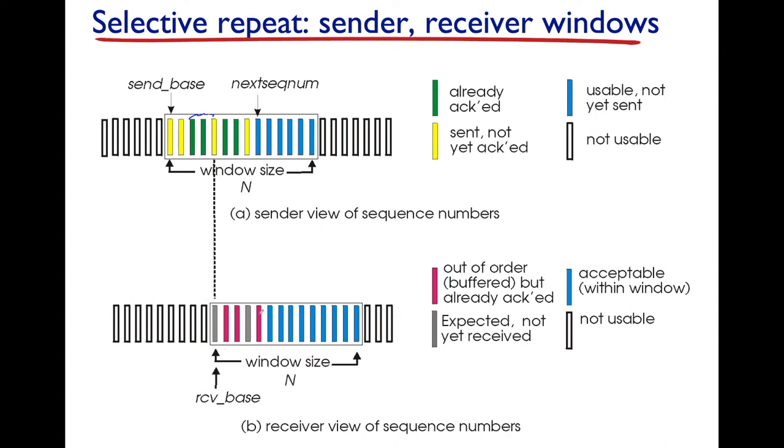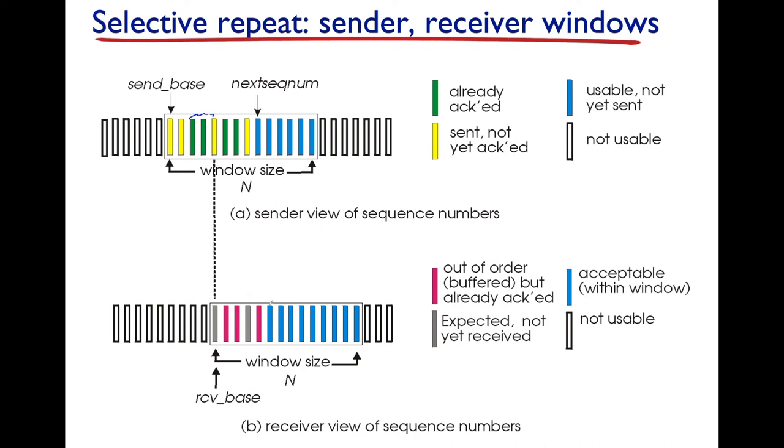And so here we have a window size n, and this window of size n is the same as the window of size n at the sender. Only at the receiver, you use this window to manage the buffering of out-of-order packets. And so here, these gray sequence numbers are expected but not yet received. You need to fill these gaps in. The purple or pink ones, red ones, are out of order, meaning they arrived and they're buffered because there are gaps. They're already acknowledged, but they're out of order.